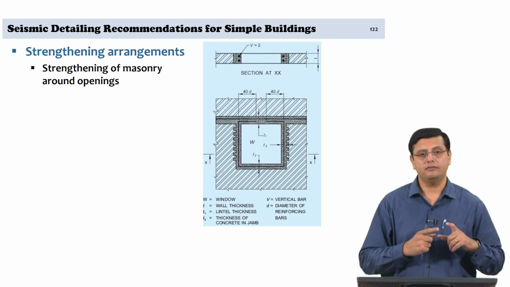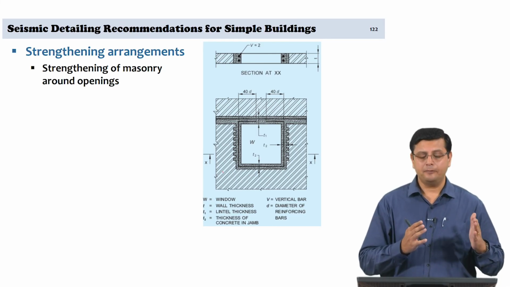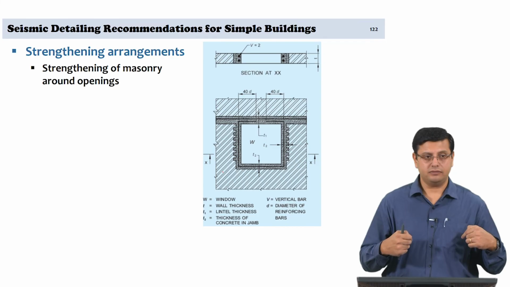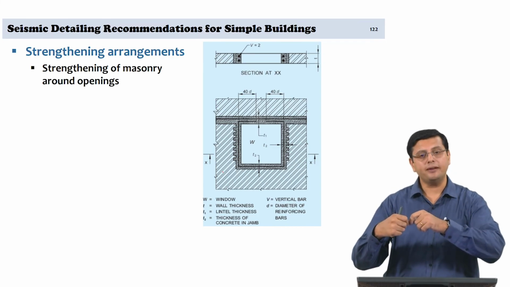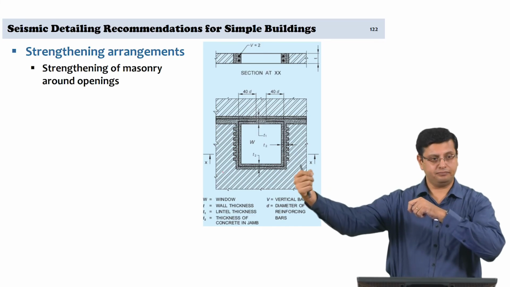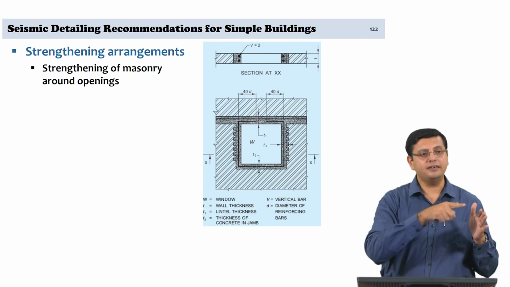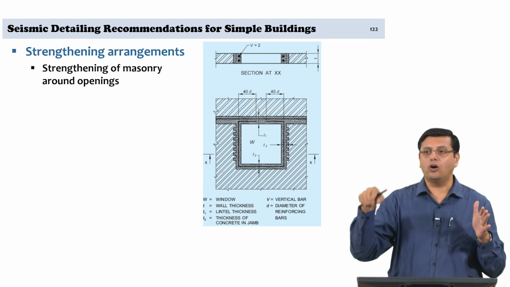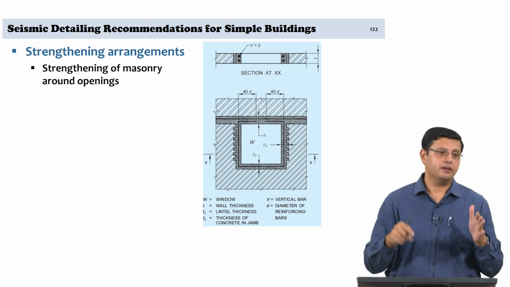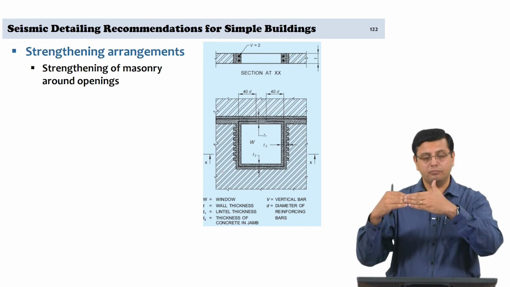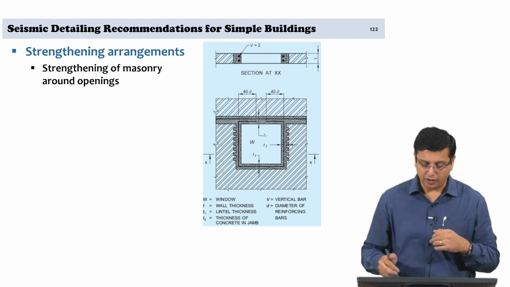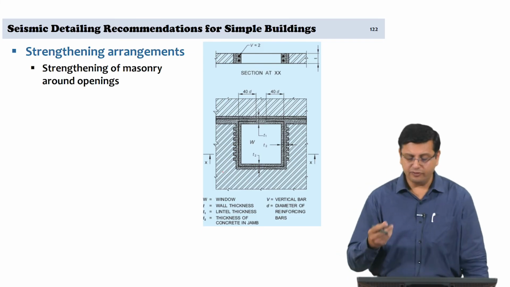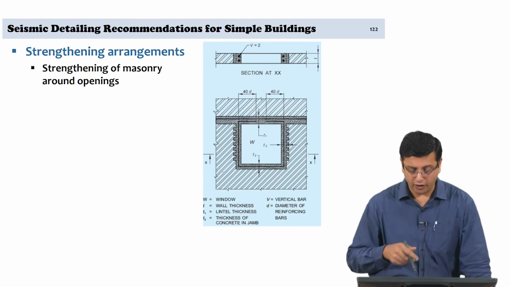Typically what happens is, when you have an opening in a masonry wall, the edges of the openings become points of stress concentration and points where shear cracks can commence. Therefore, having a tensile resisting element running all around the opening allows for prevention of the crack propagation, and therefore we are talking of a reinforced concrete element that runs all around the opening.